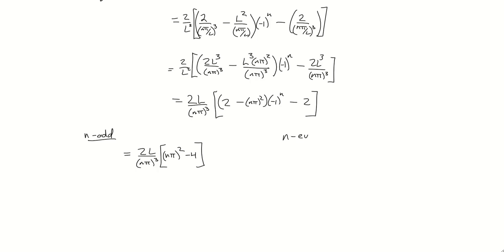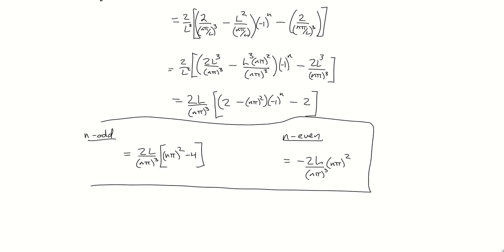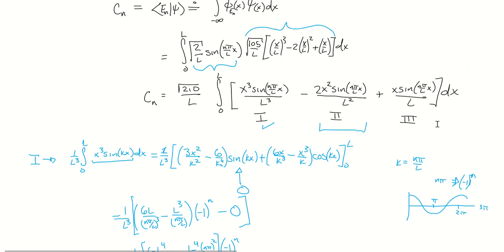And if n is even, this whole thing is equal to just -2L over n pi cubed times n pi squared. These twos cancel, and that's pulled out. So again, here is our solution to the second integral we have. Scrolling up, we are now left with just the third one.